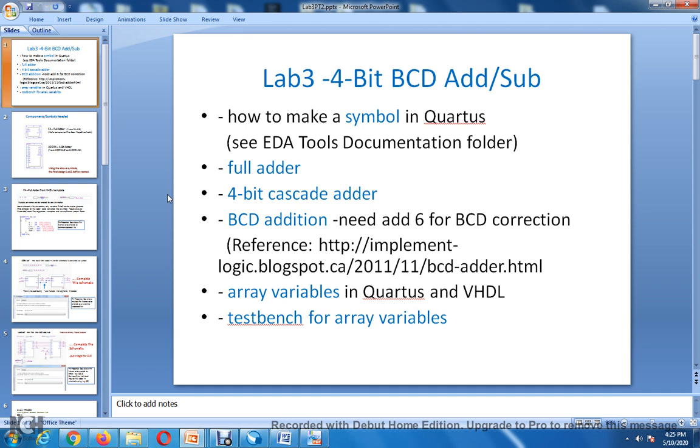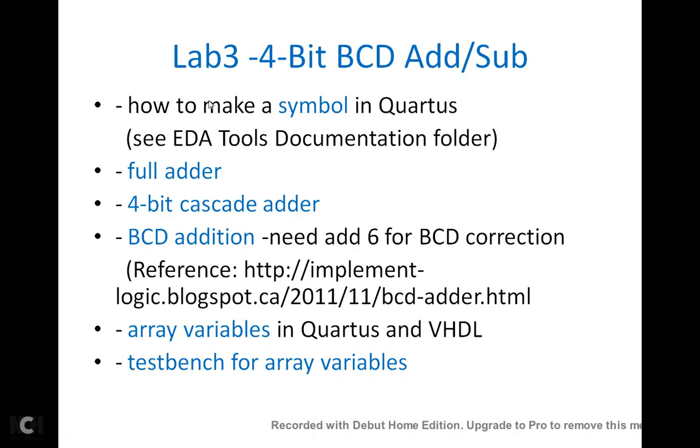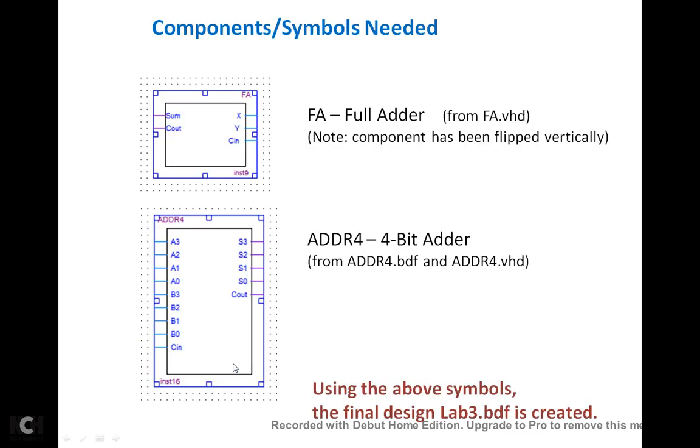Okay, this is the Lab 3 Part 2 help video. Okay, we've seen this before, that we need to learn how to make a symbol, make a full adder, 4-bit cascade adder, do BCD addition and subtraction, array variables, test bench for array variables. Okay, so we have to make a full adder component.